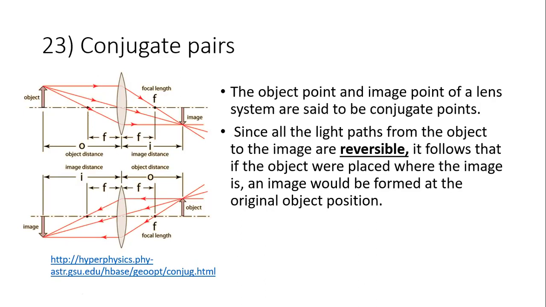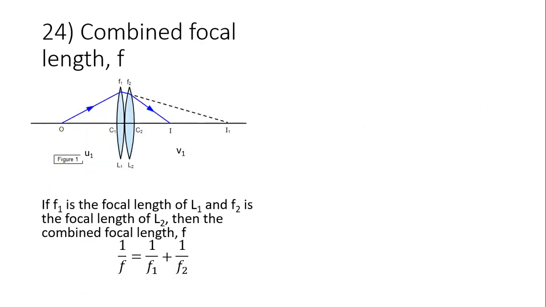Okay, see whether you know how to do this question or not. How to derive this equation. It's not in your book. If F1 is the focal length of L1 and F2 is the focal length of L2, see whether you can derive this equation or not. This is the first lens. This is the final image.